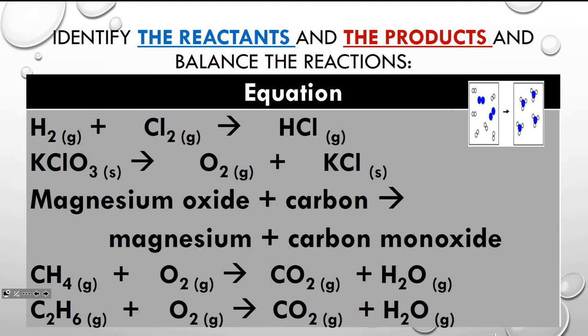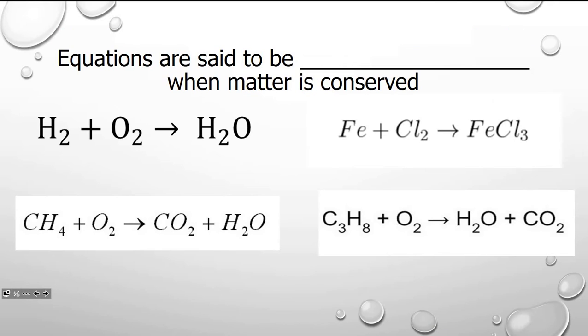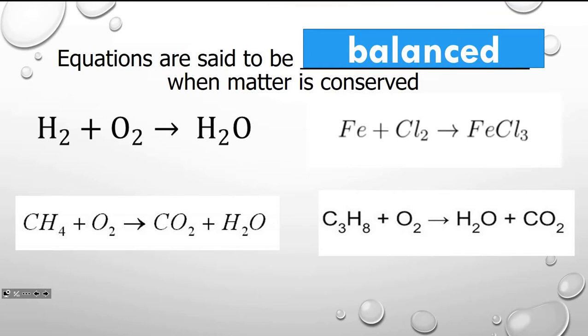Okay, so hopefully on the bottom you had the CH4 and oxygen as your reactants and the C2H6 and O2 as your reactants, and then the carbon dioxide and water on both of those were your products. Those are combustion reactions. Simple combustion. Okay, so equations are said to be blank when matter is conserved. The word we're looking for here is balanced. So I have to balance it in order to conserve matter.